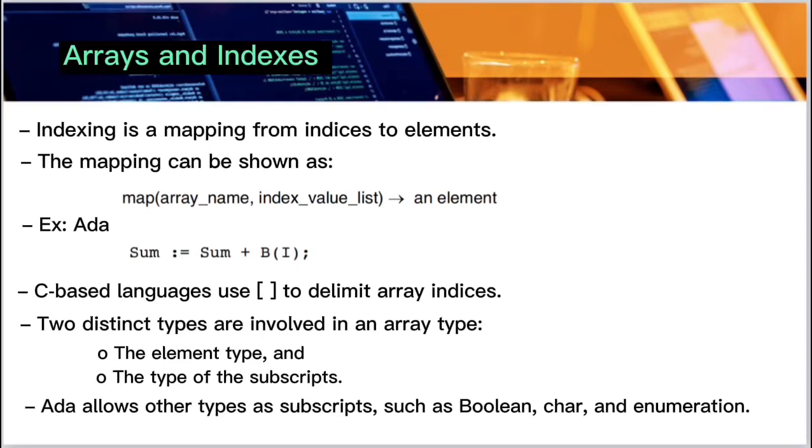Two distinct types are involved in an array type: the element type and the type of subscripts. The type of subscript is often a subrange of integers. Ada allows other types as subscripts, such as Boolean, char, and enumeration. Among contemporary languages, C, C++, Perl, and Fortran don't specify range checking of subscripts, but Java and C# do.